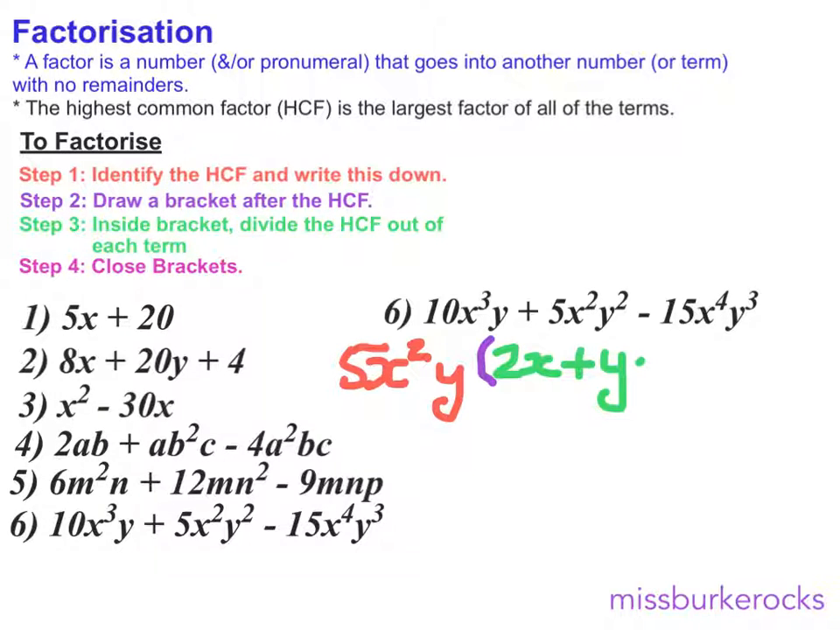Then I have negative 15 divided by 5 is negative 3. X to the 4 divided by x squared is x squared. And y cubed divided by y gives me y squared. That's all done, and close my brackets. So there we have some factorisation with positive factors. Next up, we're going to look at some factorisation with negative factors.